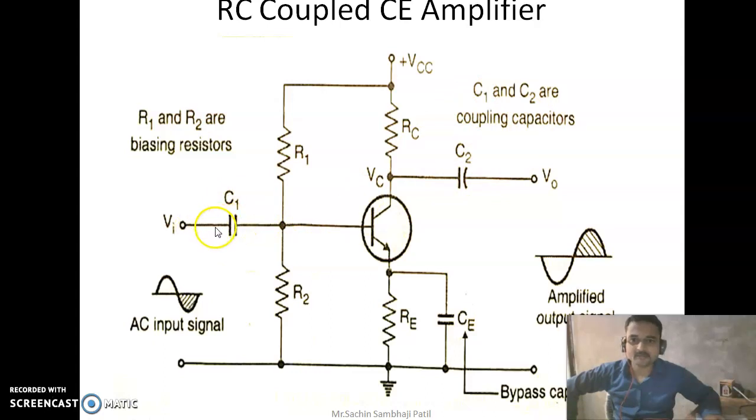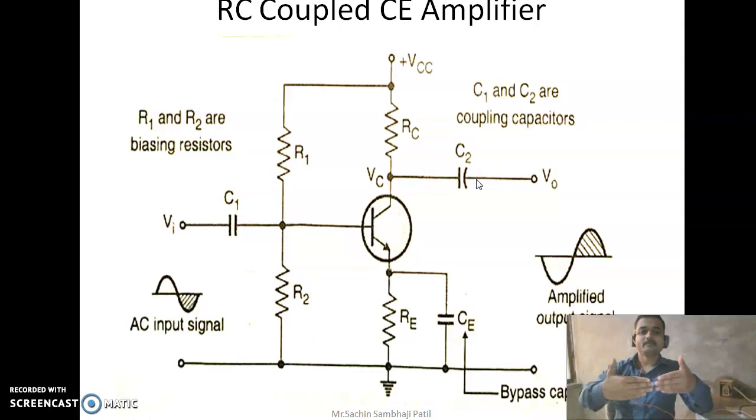Coupling means these capacitors are required to couple, that is, to join one stage of a transistor to another stage. This is a single stage common emitter amplifier. Suppose we want to use a two stage common emitter amplifier. In that case, C2 will come in between. The first stage of the common emitter amplifier needs to connect to the second stage, and that is required with the help of the coupling capacitor.